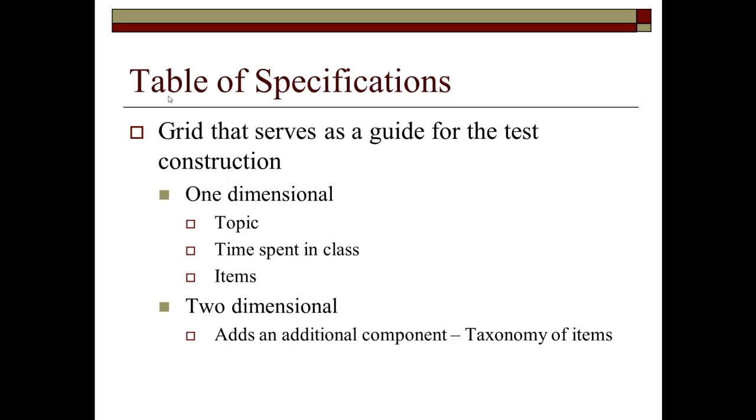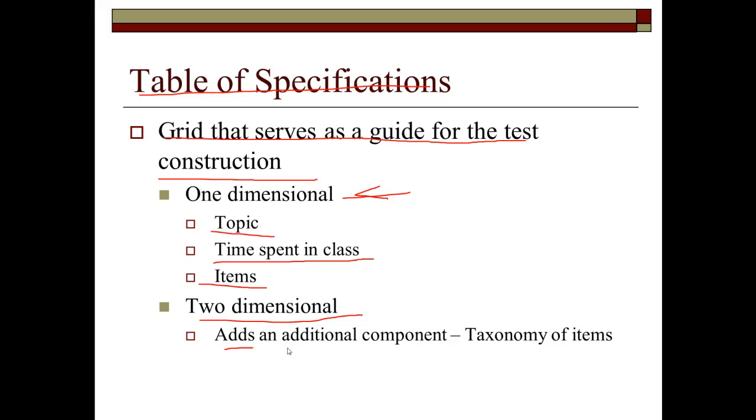Now, your table of specifications. It's a grid that serves as a guide for the test construction. It's one-dimensional and is focused on the topic, whatever it is that you're trying to test, the time that you spend in class covering that topic, and then the items that you're going to create that are going to test the student's knowledge of your topic. Now, that's a one-dimensional thing.